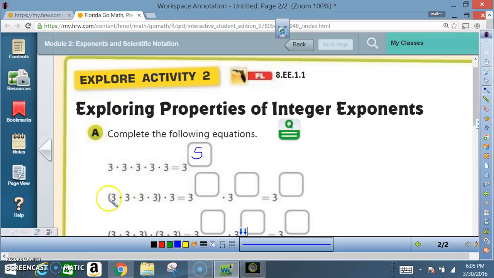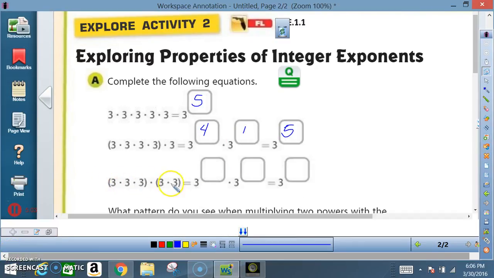Let's look down here. We got 3 times 3 times 3 times 3. That's 4 3's. So it's going to be 3 to the 4th power, times 3 to what? The 1 power. So how many 3's do I have altogether? 1, 2, 3, 4, and 5. So 3 to the 4th times 3 to the 1 is equal to 3 to the 5th.